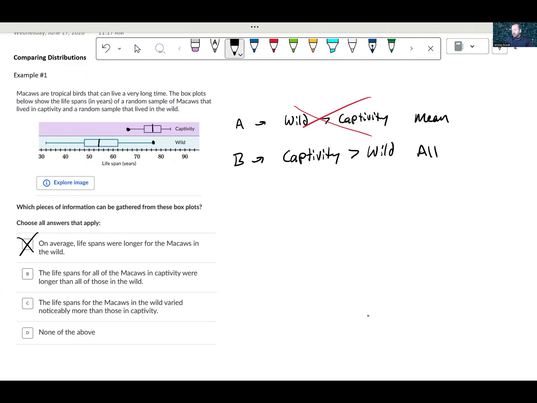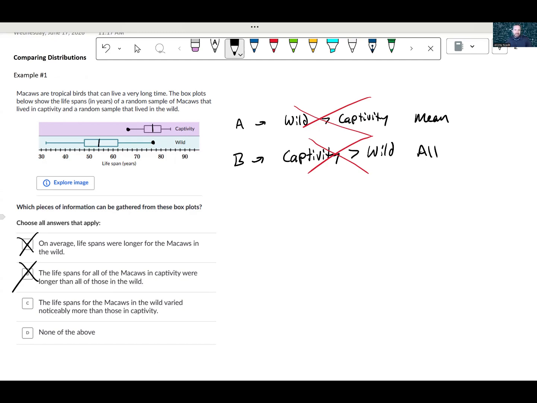And we can clearly see that in captivity, it looks like a lot of them are greater than many of the data points of the macaws in the wild, but not all of them. It looks like here we have in captivity, there's a lower value than those in the wild. So B is not correct either. That is not true for all of them. We could say for most of them, the lifespans are greater in captivity, but not for all of them, because we do have this outlier here. Okay, so we're going to cross out B.